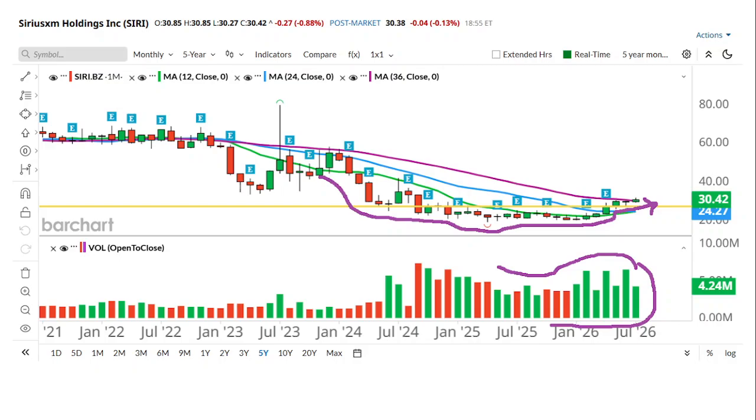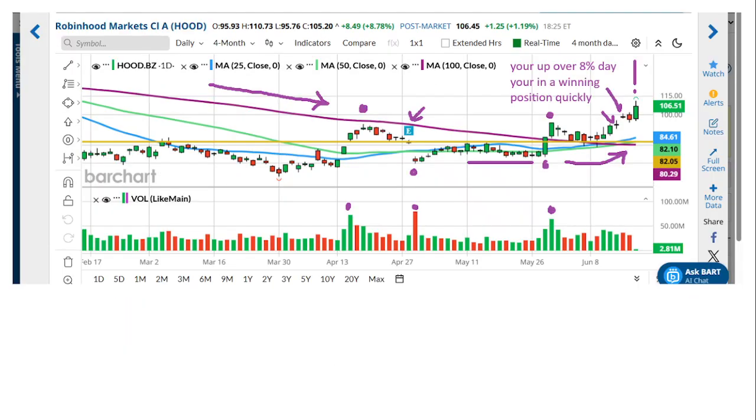So I hope that helps you guys out using multiple time frame charts, using supply and demand, and just using some common sense. Okay. So let's get to the next one.